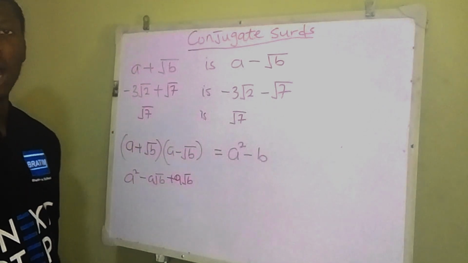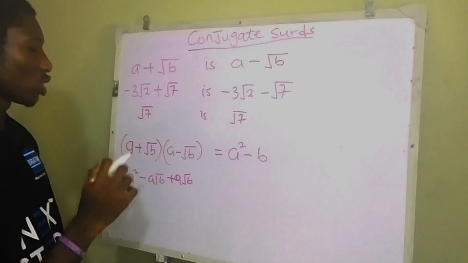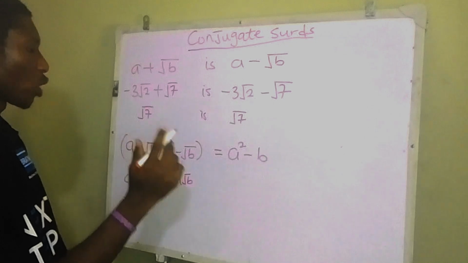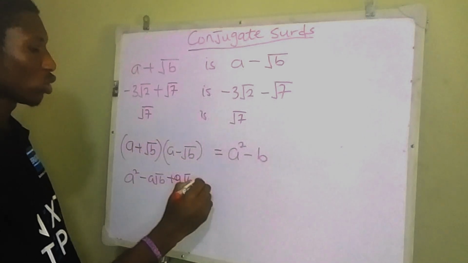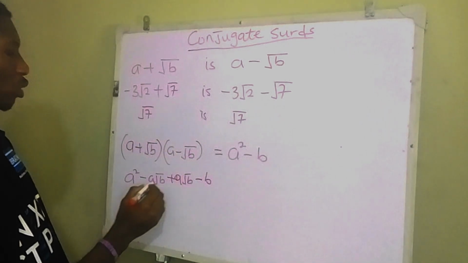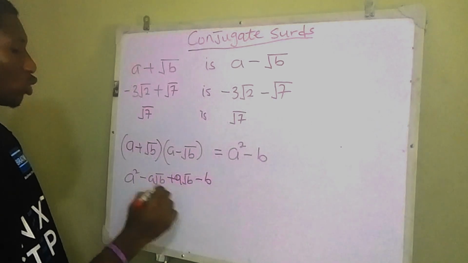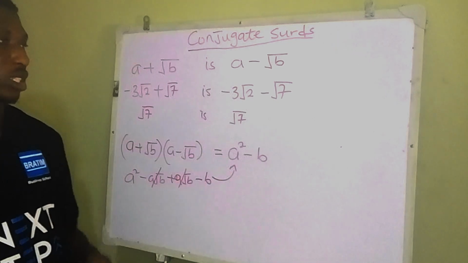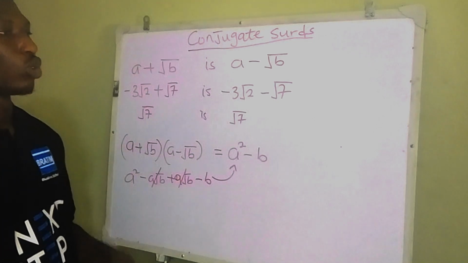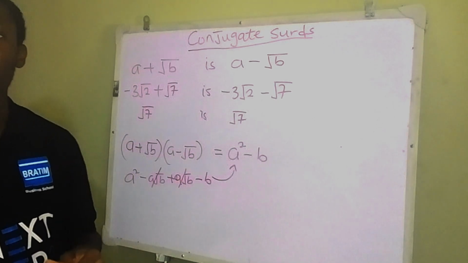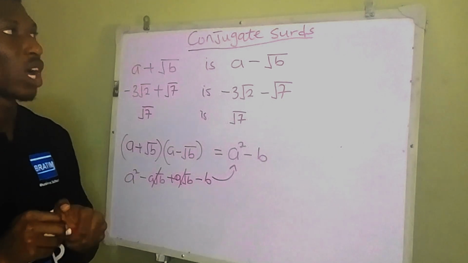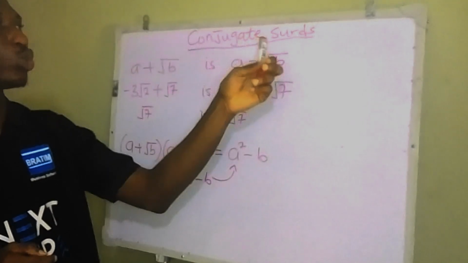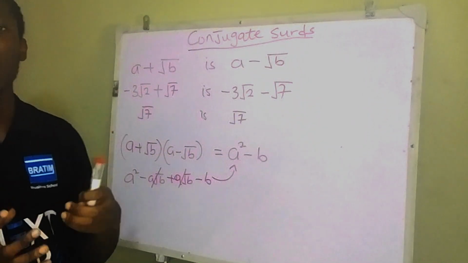Recall from the first video I made on surds, I told you that whenever we have two surds multiplying each other and the terms are the same, the square root will cancel. Plus times minus is minus, so it will be minus b. And minus a square root of b plus a square root of b will cancel each other, giving our final answer. Now, whenever you are solving questions involving surds and you want to rationalize them, we only use conjugates whenever we want to rationalize an expression.